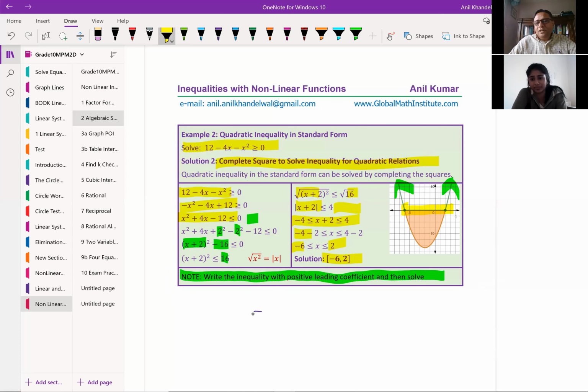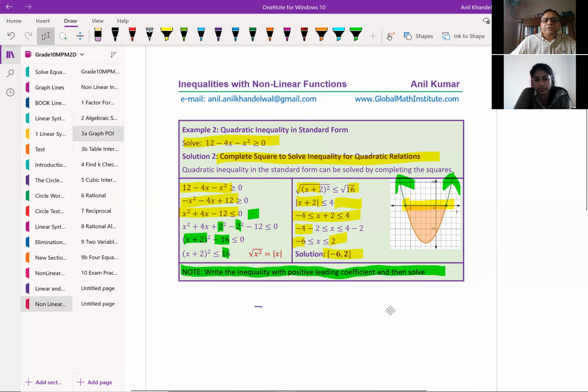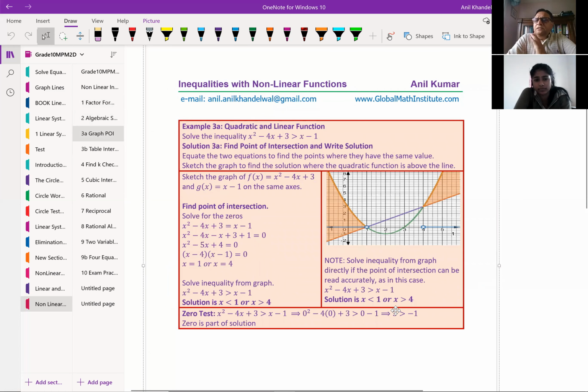Yeah. Absolutely clear, okay? Now, let's take another example, moving forward with our nonlinear functions. This is a different kind of equation, same base, which is the quadratic function, right? So example 3a is a quadratic and linear function. Solve the inequality x squared minus 4x plus 3 greater than x minus 1, okay? Now, I've written 3a since I want to discuss with you more than one method of solving such an inequality. Amy, can you tell me if this question comes to you, how will you solve it?